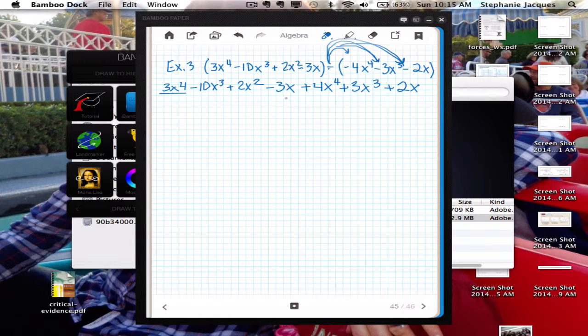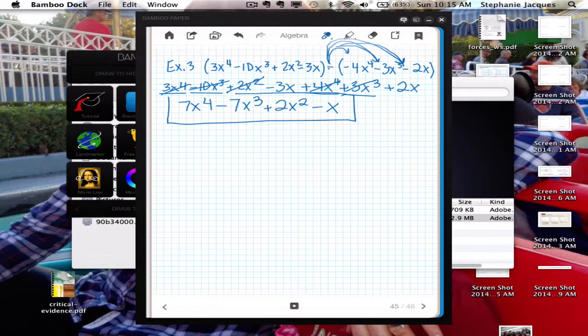So I have 3x to the fourth and 4x to the fourth, and that will give me 7x to the fourth. Now I have a negative 10x to the third and a positive 3x to the third, and that will give me negative 7x to the third. Now I have a positive 2x squared, but I go over here and I don't have any 2x squareds. So I'm just going to write plus 2x squared because there's nothing to combine with. I have a negative 3x and a positive 2x. That leaves me with a negative 1x or negative x.